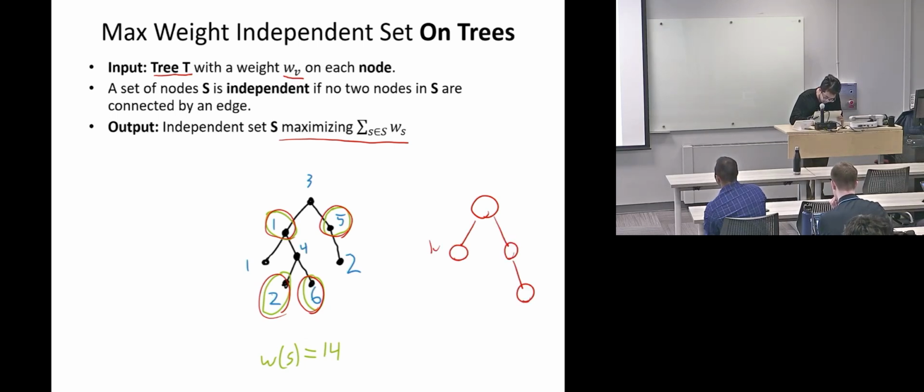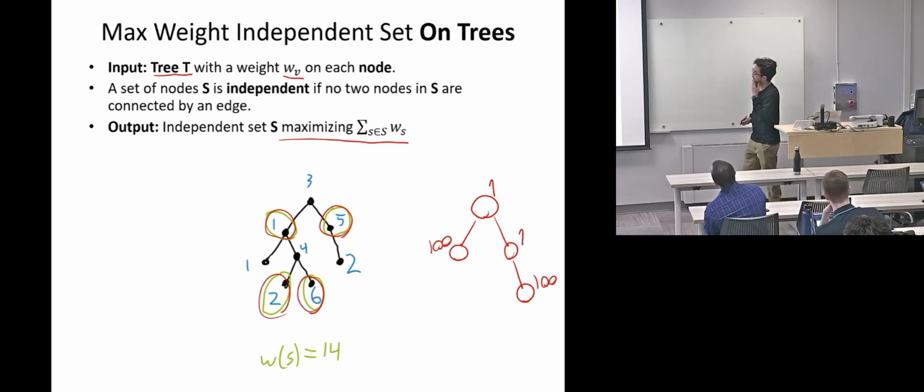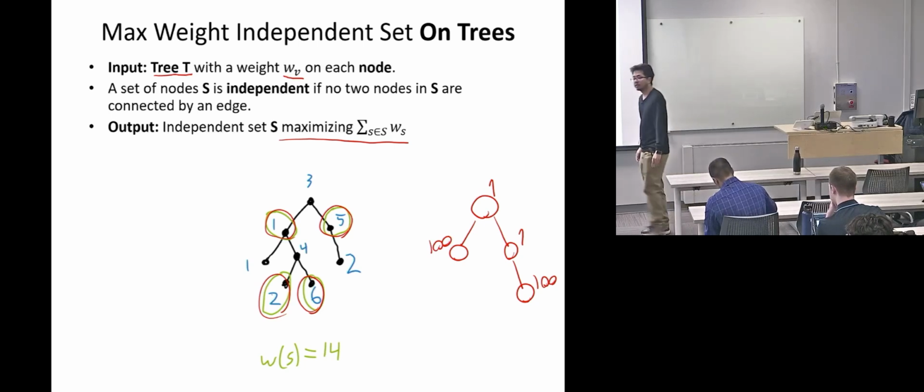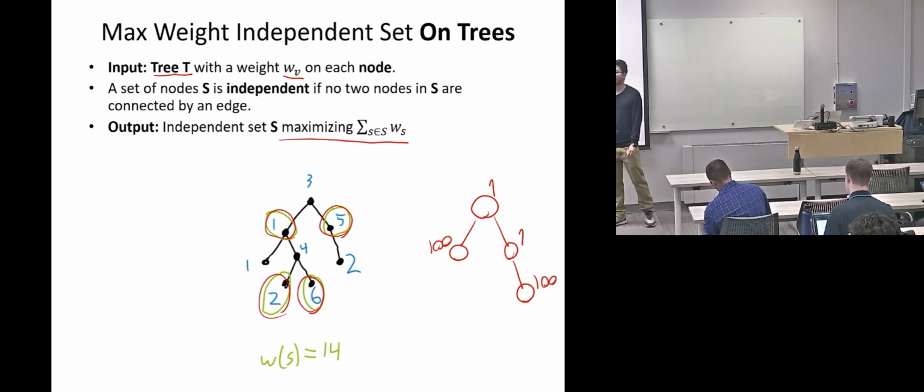Let's say this is like 100. This is 100, and this is 1 and 1. Right. Okay. So you would need to pick these two guys. Okay. Yeah. For the recursive, we could either include, we start at the root.